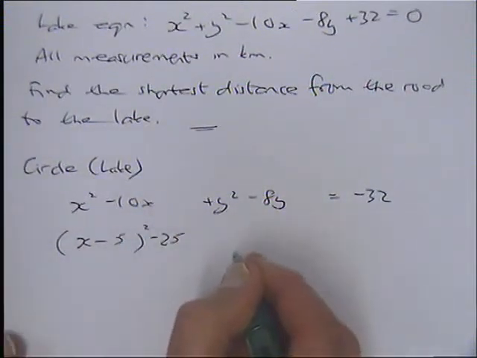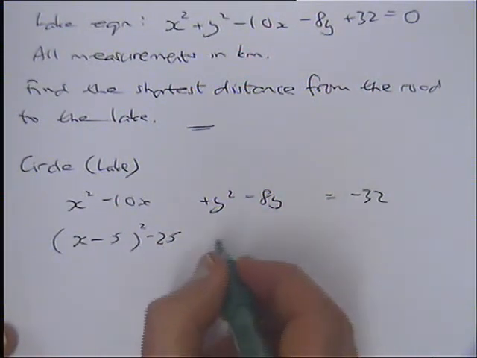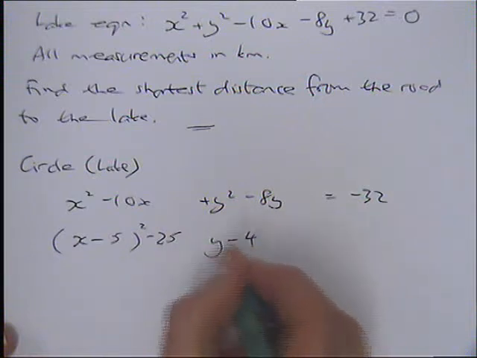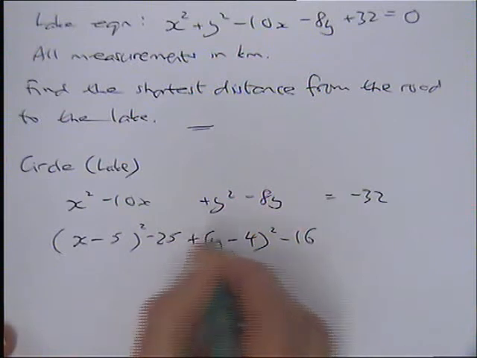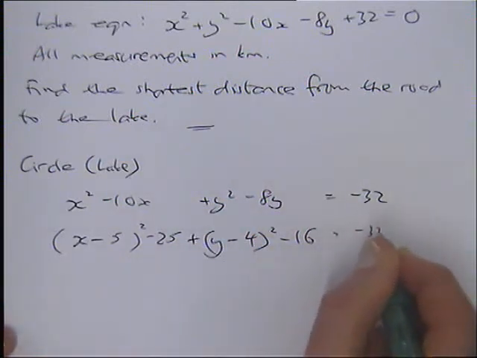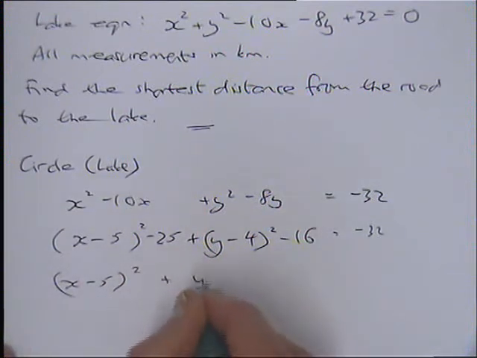Okay, choose somebody else. Heidi, next one. Y minus 4 squared, minus 16. Good, okay, I'll put a plus in there. I'll put my minus 32 there. People may well be ahead of me here, but I am trying to write down all the bits.